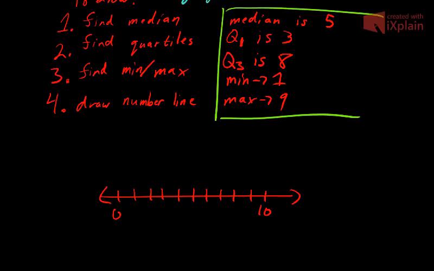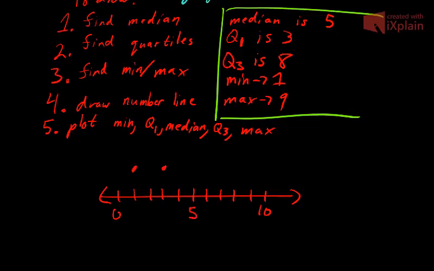After that, we're going to put points at, so we're going to plot the minimum, Q1, the median, Q3, and the max. And that is a whole lot of things to plot, but that's okay because we just found them. So our minimum is 1, which would be right here. Q1 is at 3, which would be right here. 3, 4, 5 is there. So our median is at 5, which would be right here. Q3 would be at 8, right there. And our maximum is at 9.